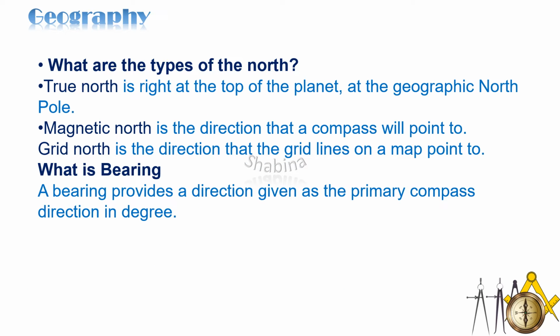What are the types of north? There are 3 types of north: true north, magnetic north and grid north. What is bearing? A bearing provides a direction given as the primary compass direction in degrees. Or you can simply say when the direction is shown in degrees, it is known as bearing.